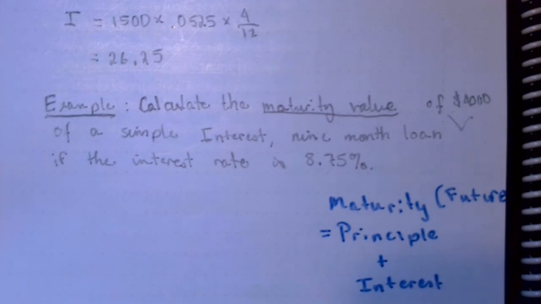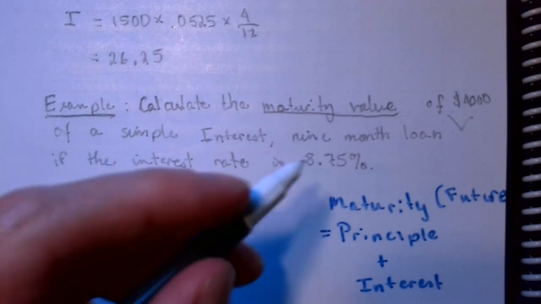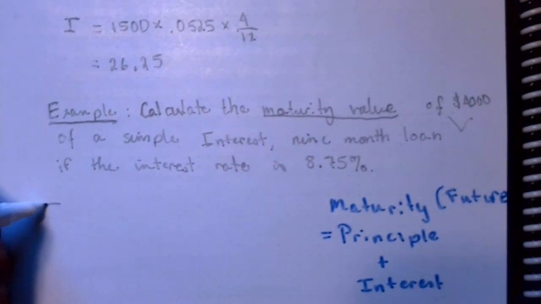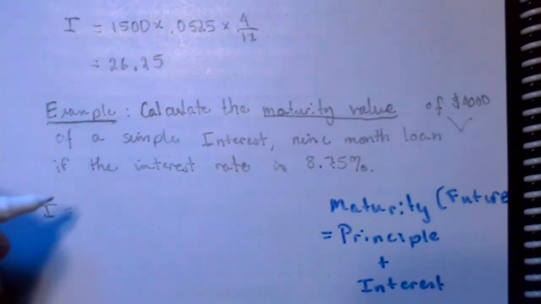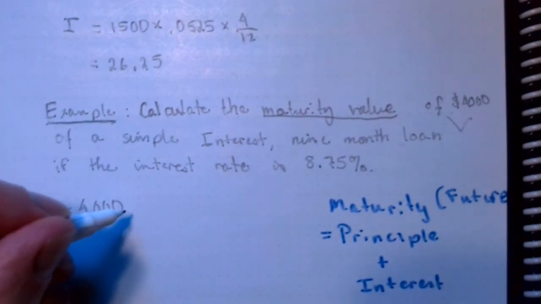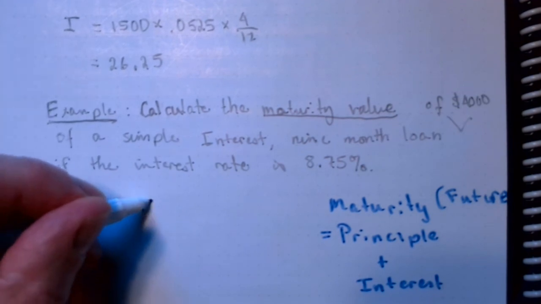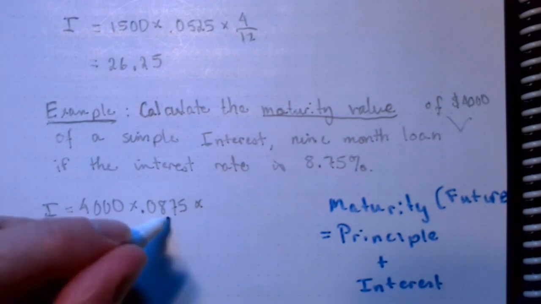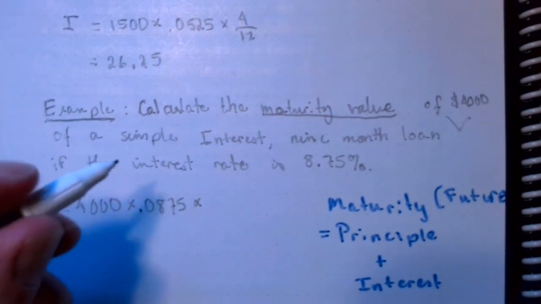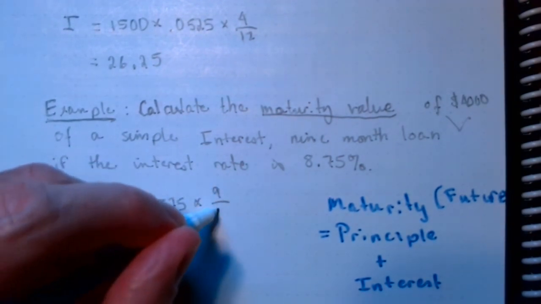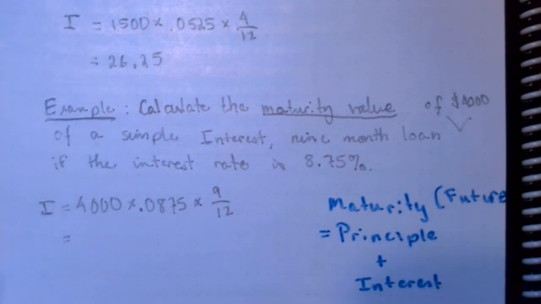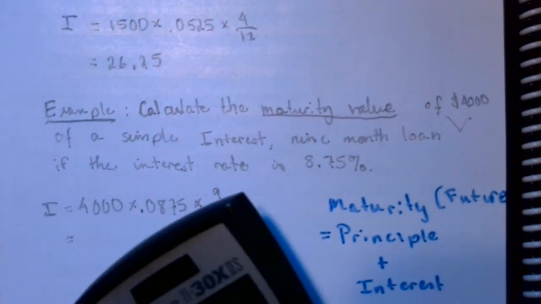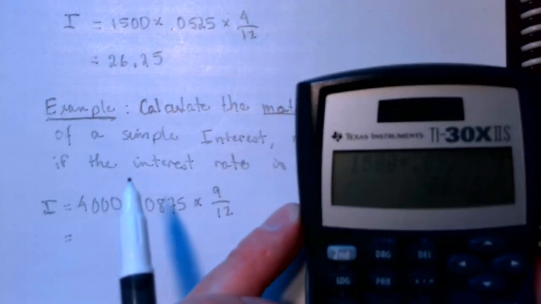Okay, so you know how to calculate the interest, so you know how to calculate the maturity value. So let's look at this right here. Okay, so $4,000. So that's our principal. The interest rate was 0.0875. We convert that to a decimal. And the time on the loan was 9 months. Once again, we remember to convert that to a fraction. Okay, so we do our number crunching right here.